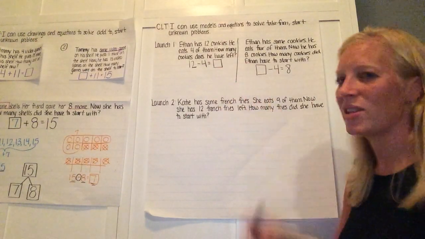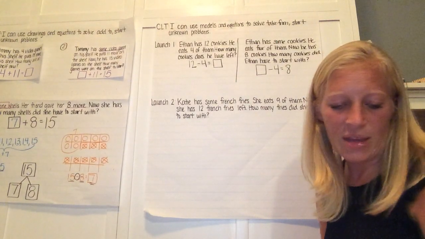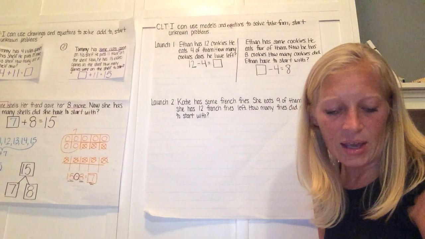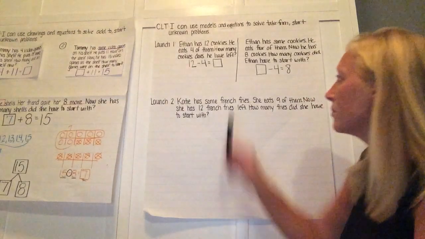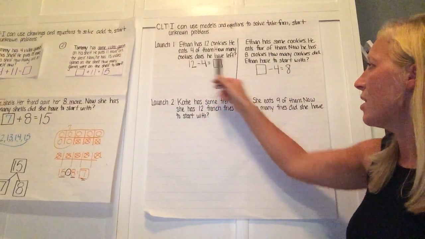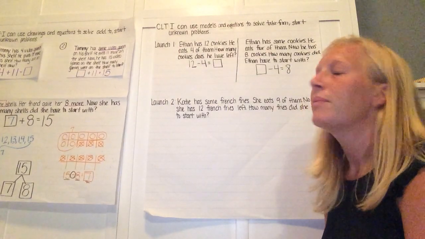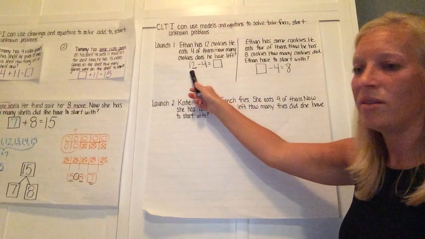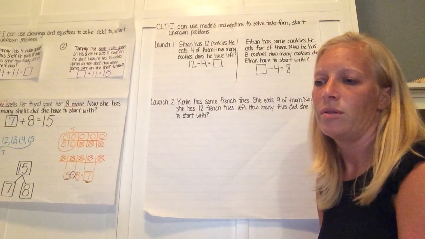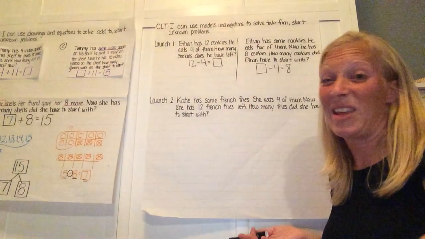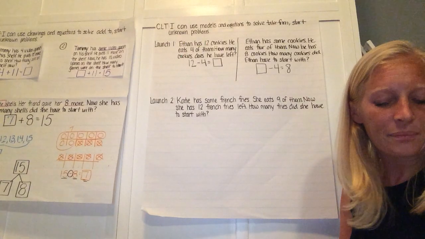How are these two equations similar? And how are they different? How are they similar? And how are they different? He ate 4 in both of them, didn't he? We took 4 away. This one we knew where he started. We had 12. This one we don't know. This one we don't know how many he had left. We know he has 8 left over here.